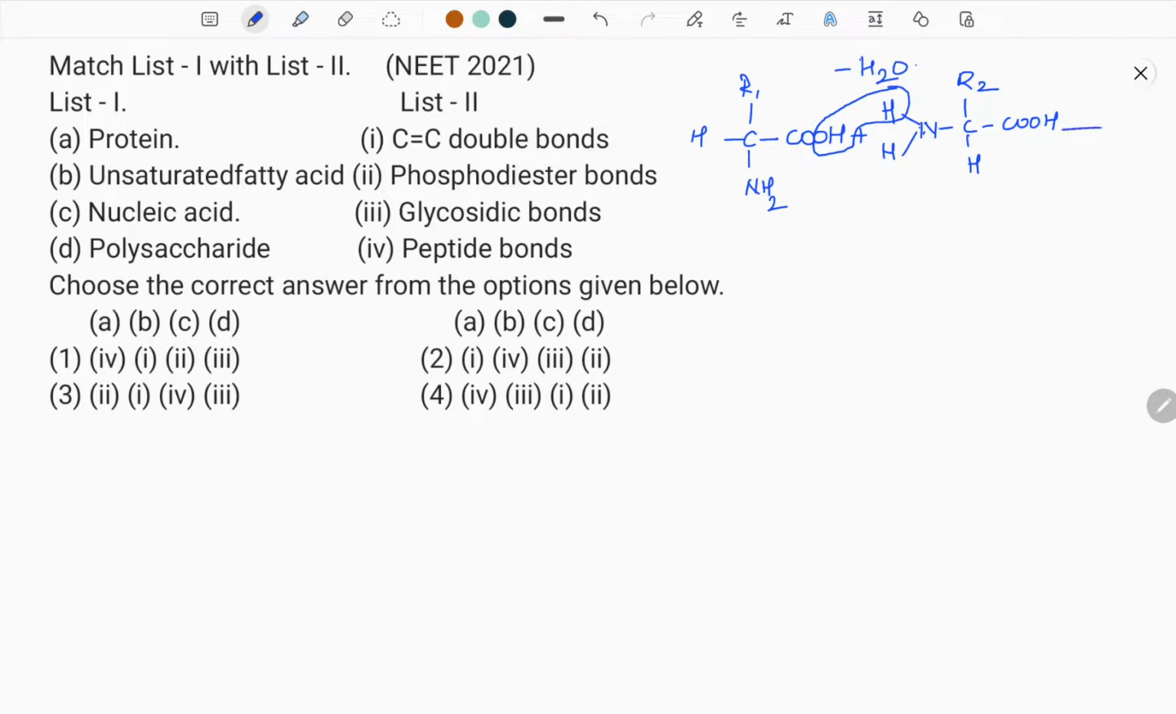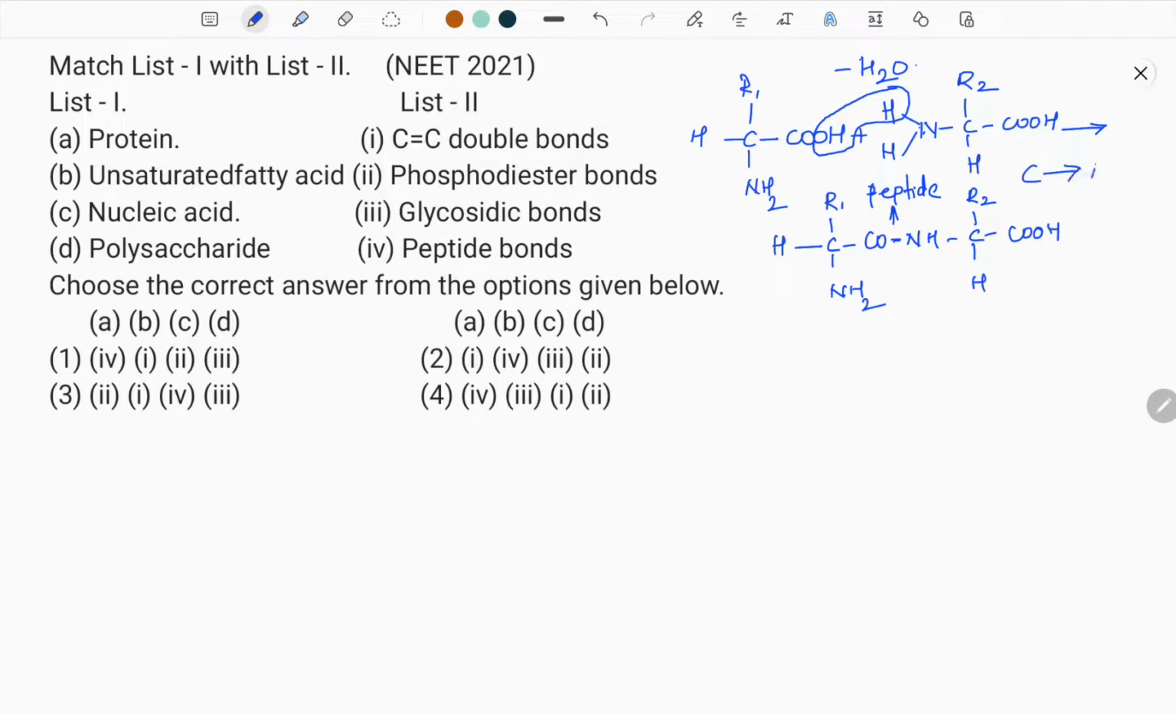The resultant is that we write here again hydrogen, alpha carbon, R1, NH2, CO, NH, alpha carbon, R2, hydrogen, COOH. So this particular bond present in between amine group and CO group is called the peptide bond. This peptide bond is always formed in C to N direction.